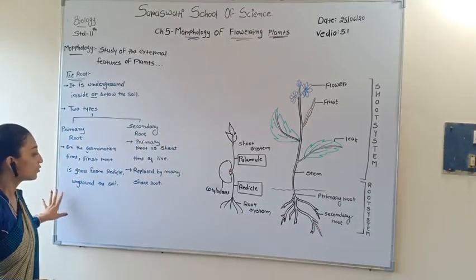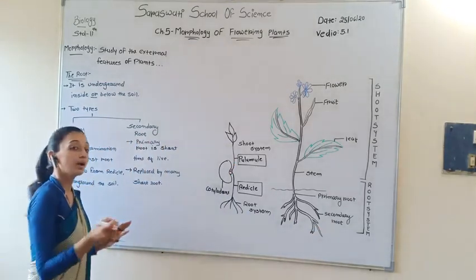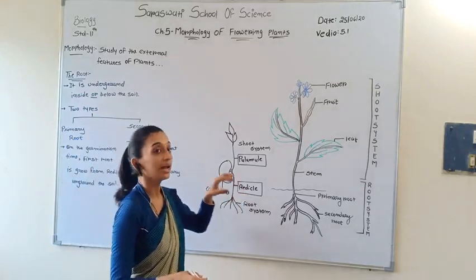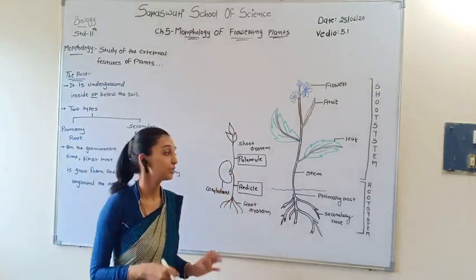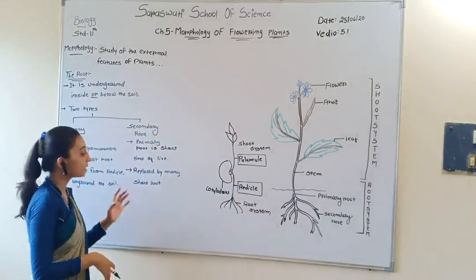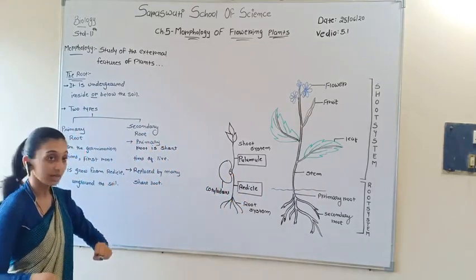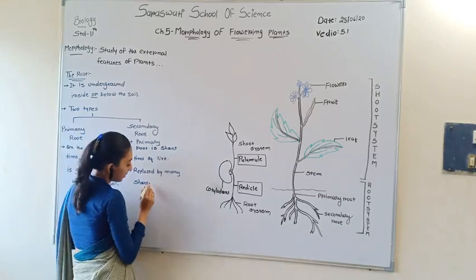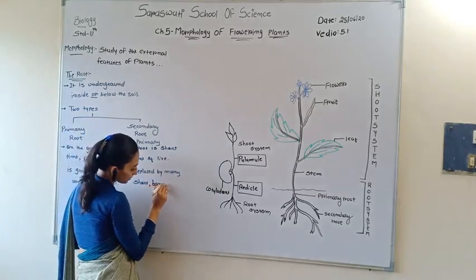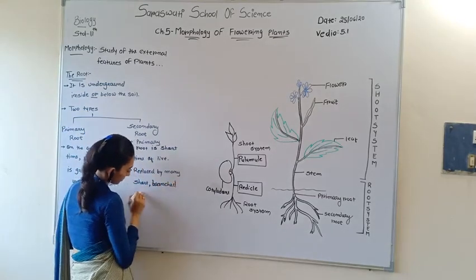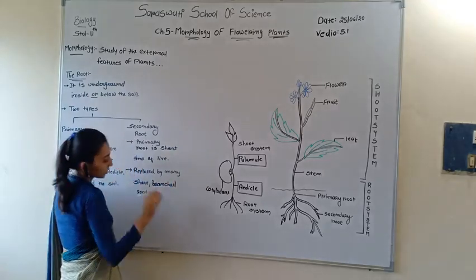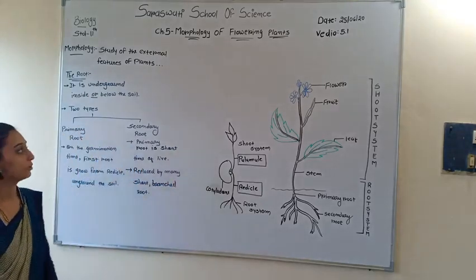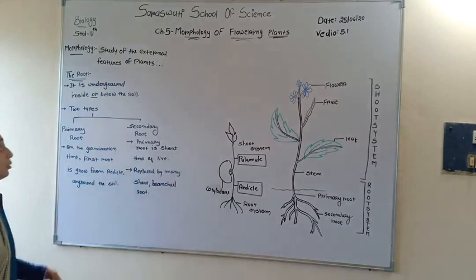The primary root is the first root which arises from the radical part, and the secondary root arises from the primary root. In some plants it is very short-lived, so it is replaced by many short and branching roots, known as secondary roots. So, primary root and secondary root.